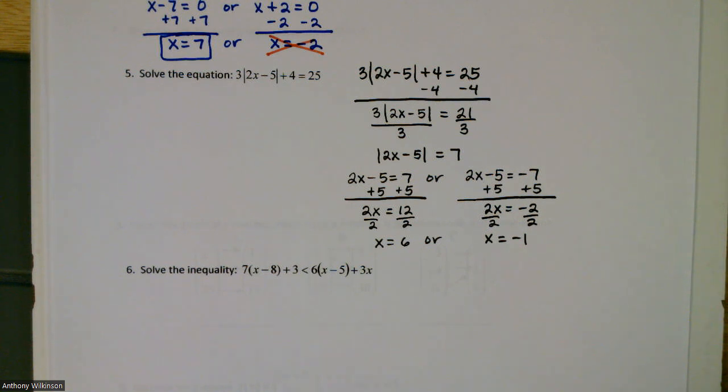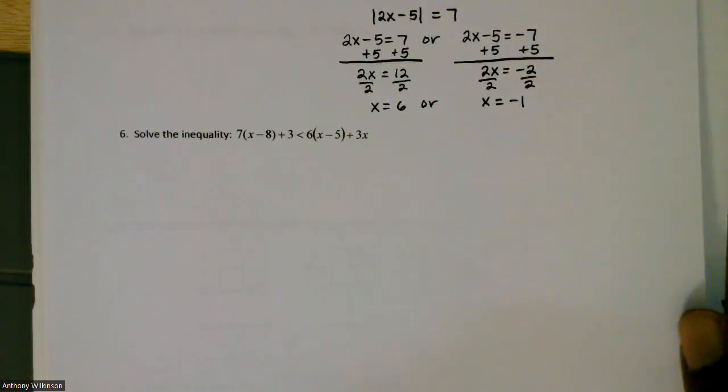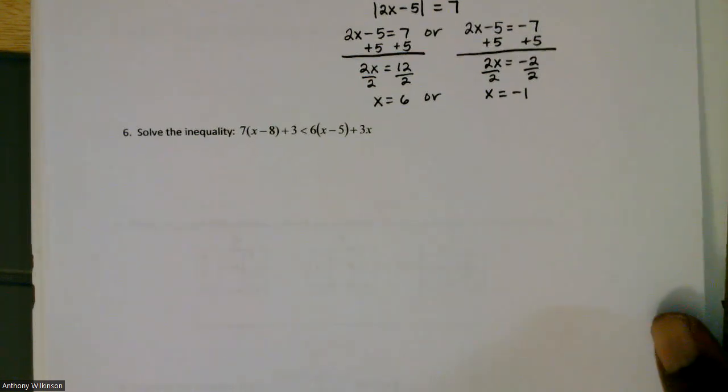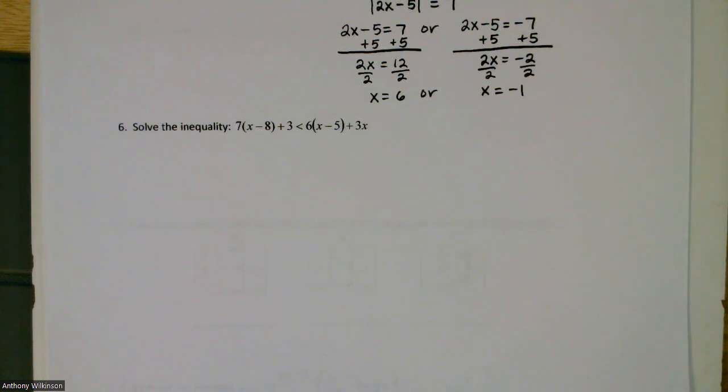Okay. All right, problem number 6. Here we have an inequality that we need to solve. Here we got 7 times the quantity x minus 8 plus 3 is less than 6 times the quantity x minus 5, and then plus 3x. Well, we need to remove parentheses and combine some like terms on each side of this inequality.